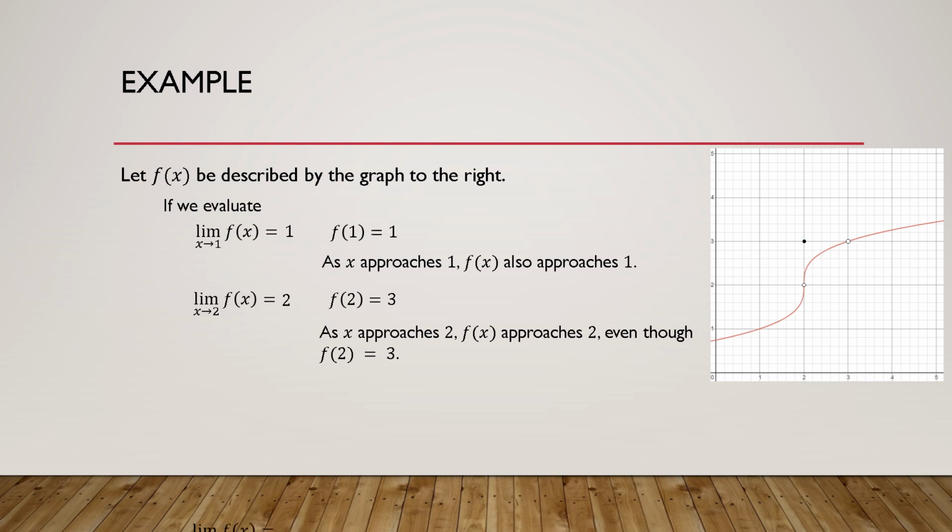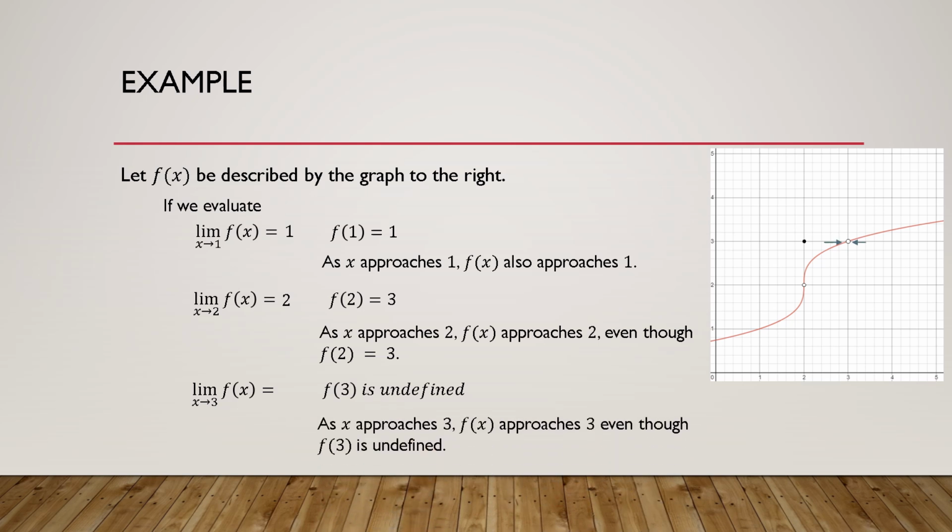In the third limit, we look at x approaching 3. Here we see that f of 3 is undefined, but as we saw in the previous limit, we are looking for the behavior of the function as it approaches the limit. In this case, the limit of f of x as x approaches 3 is equal to 3.